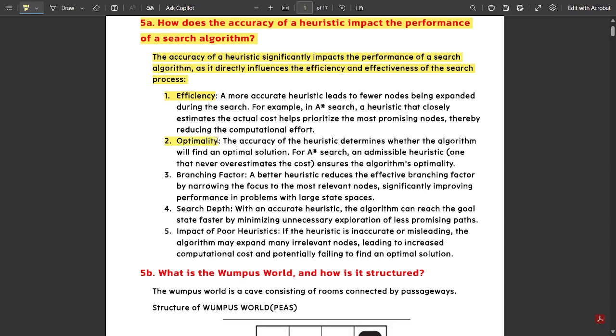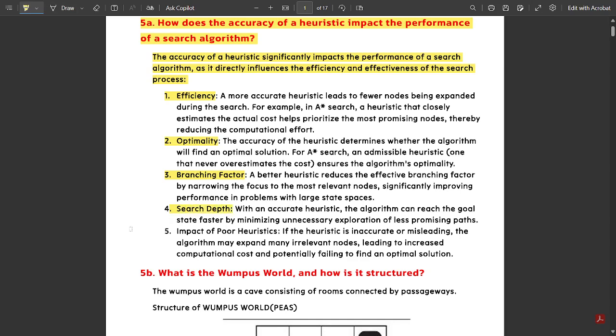Then we have optimality. The accuracy of the heuristic approach determines whether the algorithm will find an optimal solution or not. For A star search, an admissible heuristic, one that never overestimates the cost, ensures the algorithm's optimality. Next is branching factor. A better heuristic reduces the effective branching factor by narrowing the focus to the most relevant nodes, significantly improving performance in problems with large state spaces.